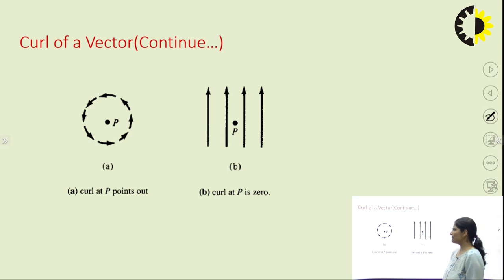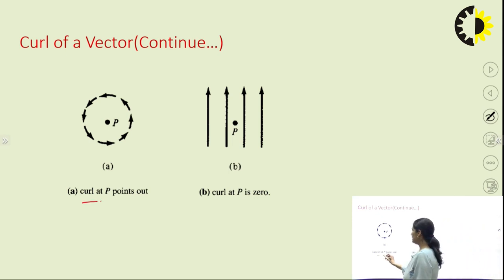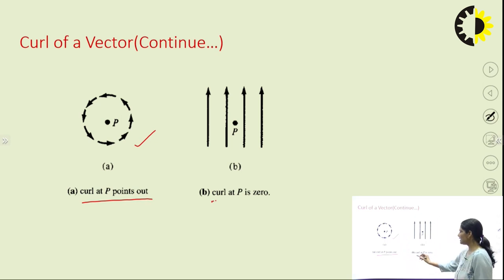Now for the curl of a vector, when the curl at P points out, this is the representation. Now the curl at P is 0. Here you can see this is the field and P is the point. Here the curl at P is 0.